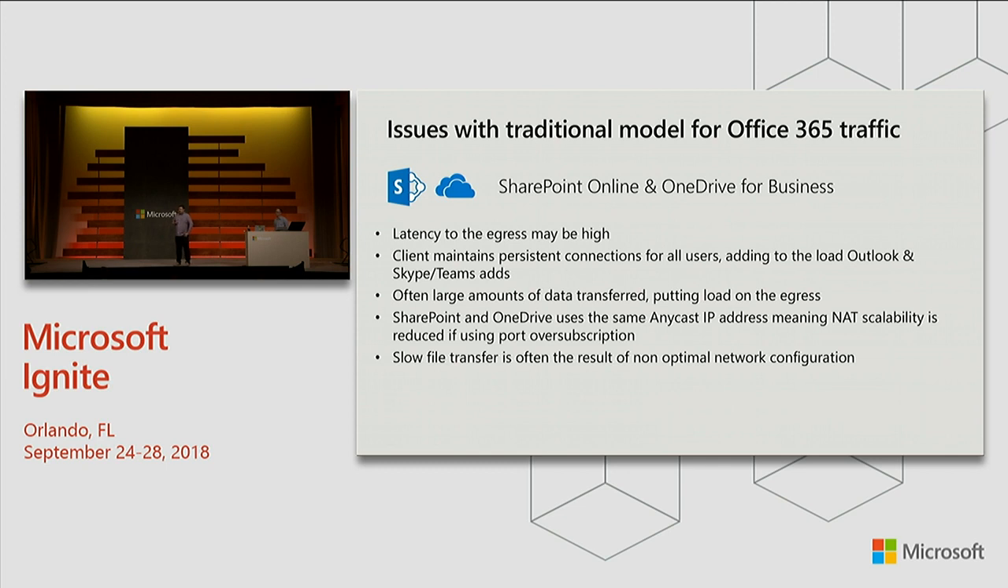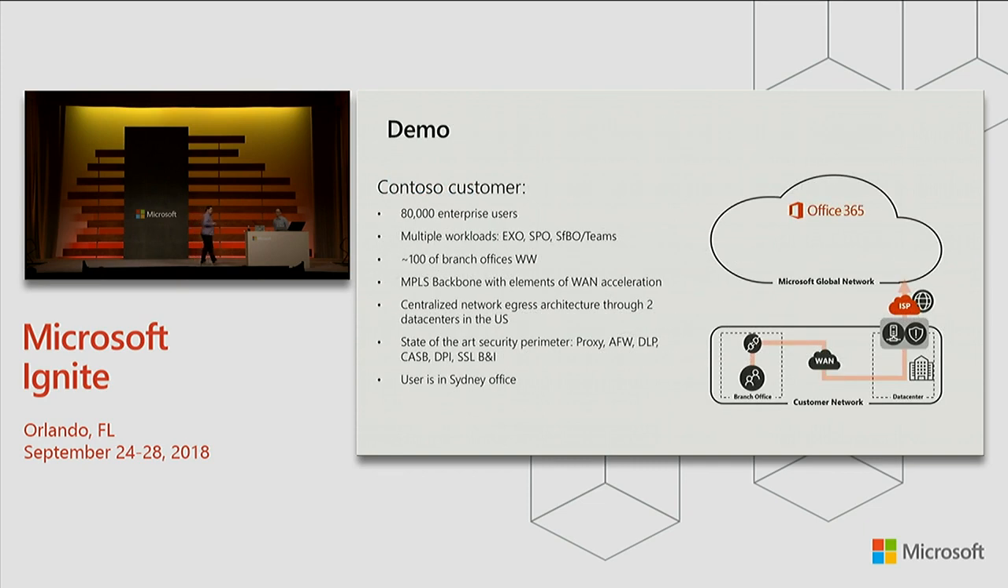The other problem is scalability: SharePoint and OneDrive use the same Anycast address for all connections. So if you're using something like port overloading to do the NAT, it works beautifully when you're talking to different IP addresses at the other end, because we can reuse the same source IP and socket pair. But when you've got the same IP address at the destination, null and void, you can't do it. So we've got multiple problems with this model in terms of scalability, latency, cost, etc. So we now know what the problem is, and let's have a look.